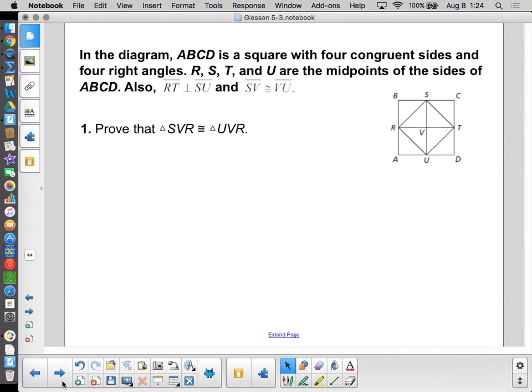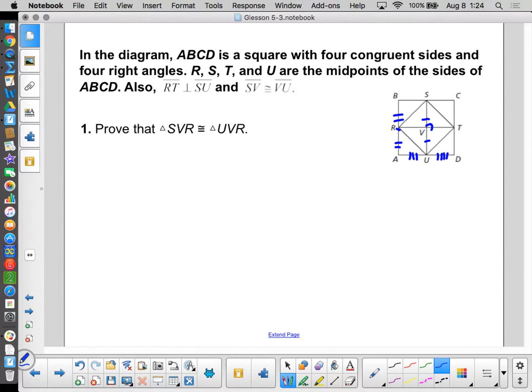Here, ABCD is a square with 4 congruent sides and 4 right angles. I don't know what other kind of square you'd have, but let's just put it out there to be sure. R, S, T, and U are the midpoints of each side, and RT is perpendicular to SU. And SV equals VU. So this is congruent to this. That's a right angle. These are the midpoints of each side, so this is congruent to this. This is congruent to this.